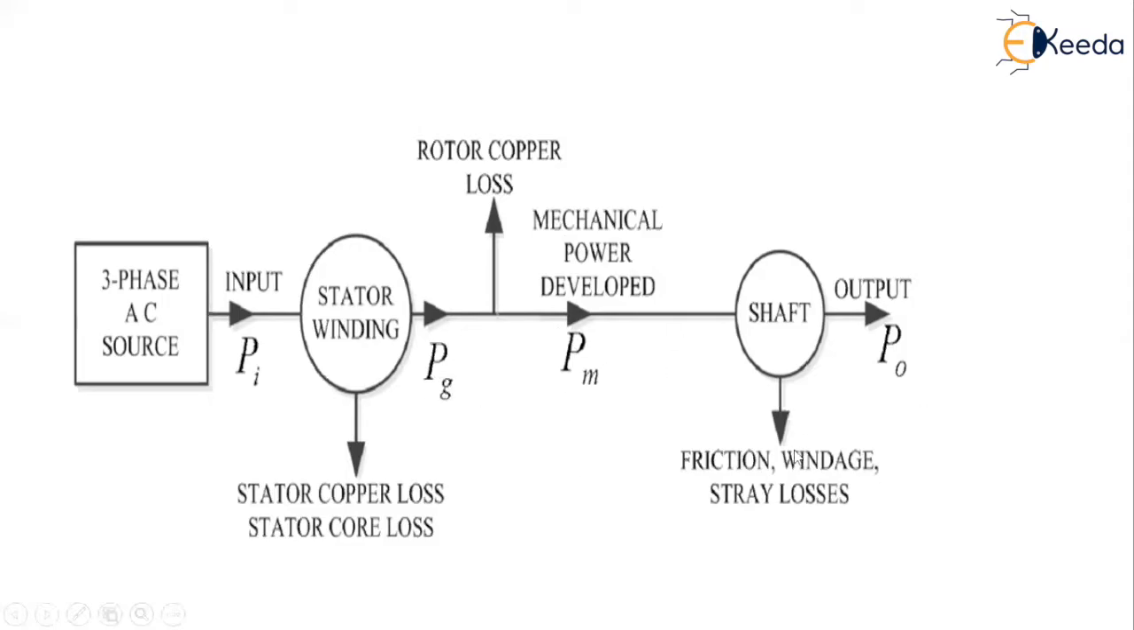Then again, when we go to the shaft, there are certain losses. And finally, we will get the output power. So in this way, the power flows from supply to the stator, from stator via air gap to the rotor, then from rotor to the shaft, and finally to the output. This whole process is nothing but the power stages of the motor.